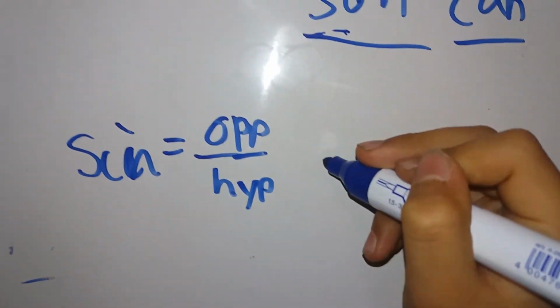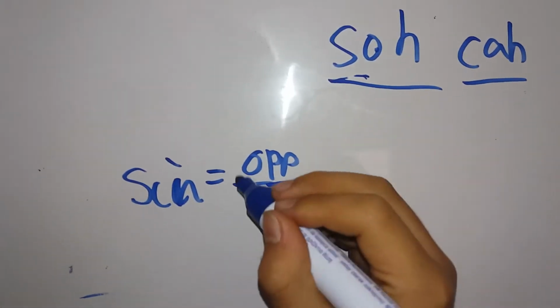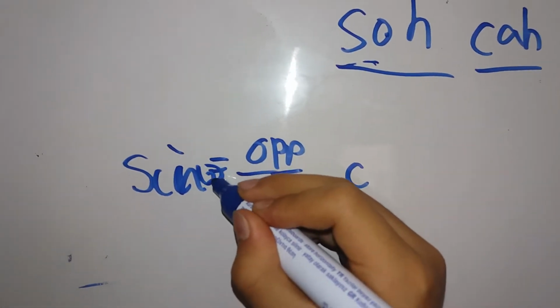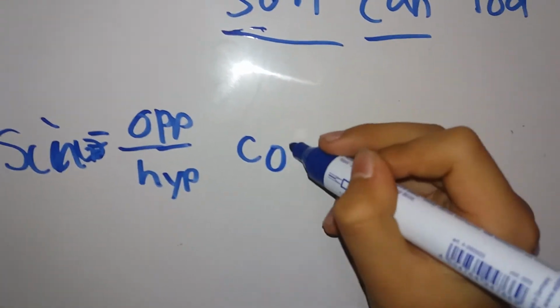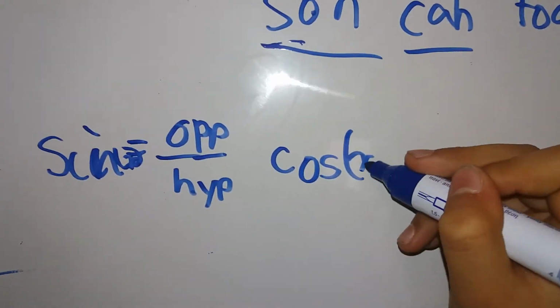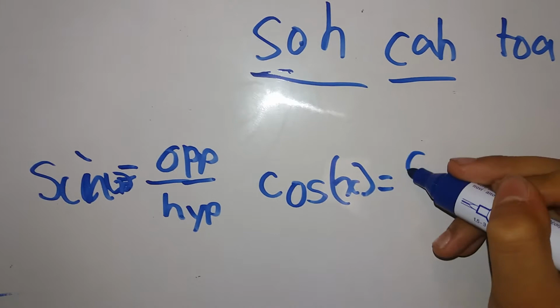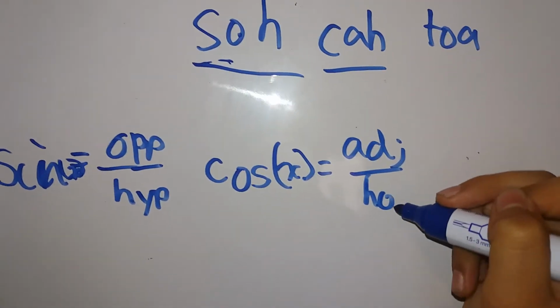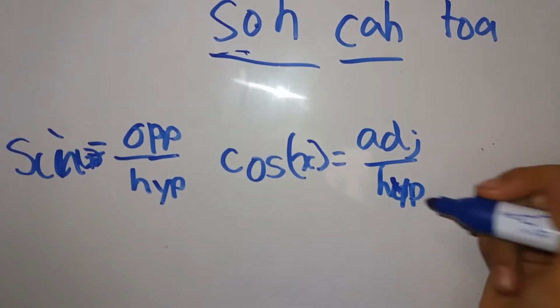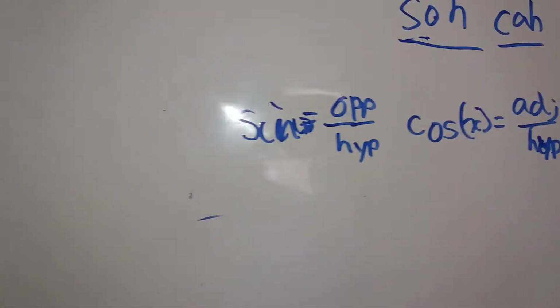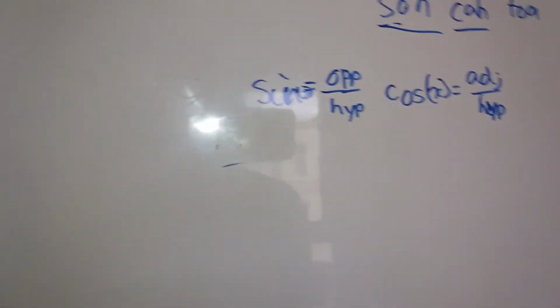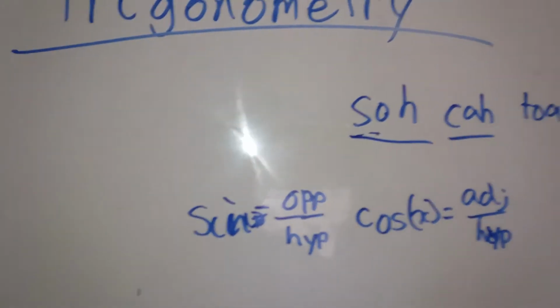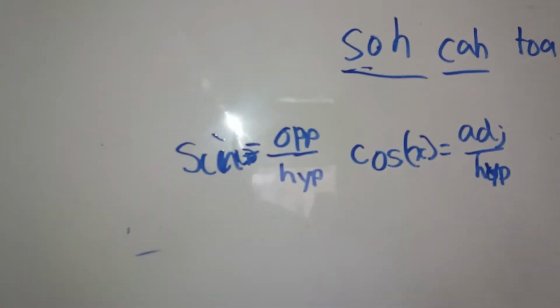You wouldn't have any idea of this now, but just stick with me, I'll explain. And cosine, it's a function, so cosine of x is equal to the adjacent over the hypotenuse. So what this means is, first, SOHCAHTOA only works for right triangles.